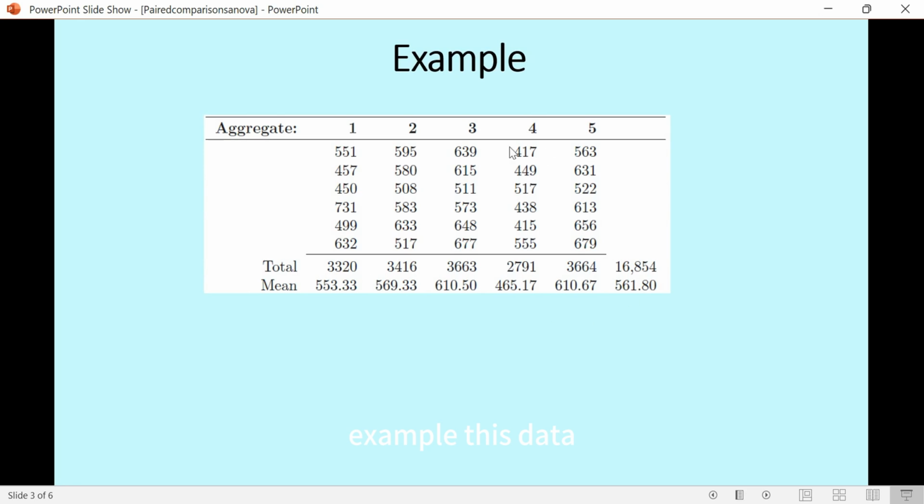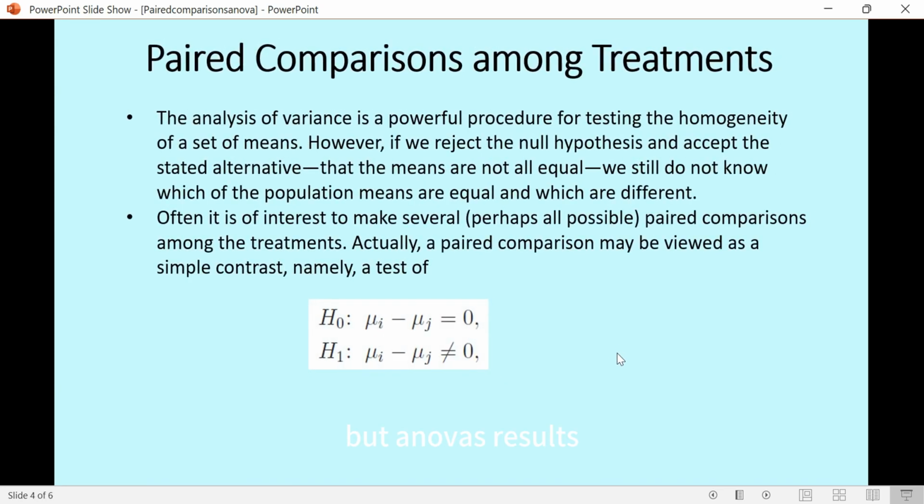For example, in this data, we have 5 treatments with an equal sample size for each group. But ANOVA's result does not say which group is different from the others. If we want to know further what the difference is between different groups, usually we have to conduct so-called paired comparisons. For paired comparisons, for example, we can do paired tests one by one for each treatment group.